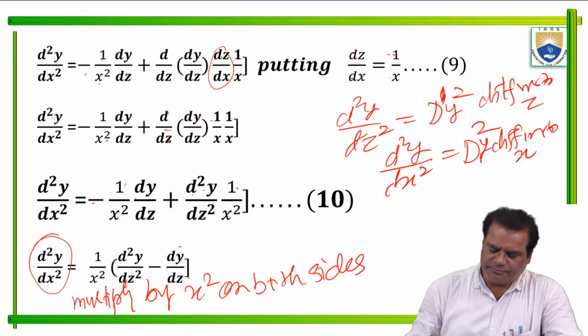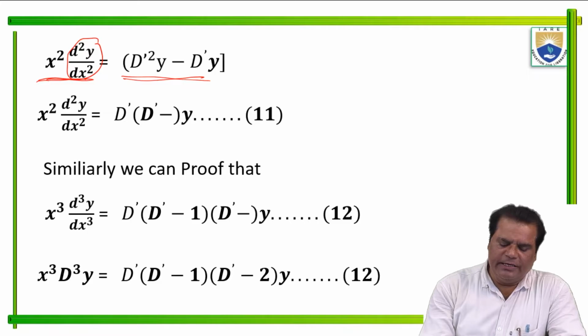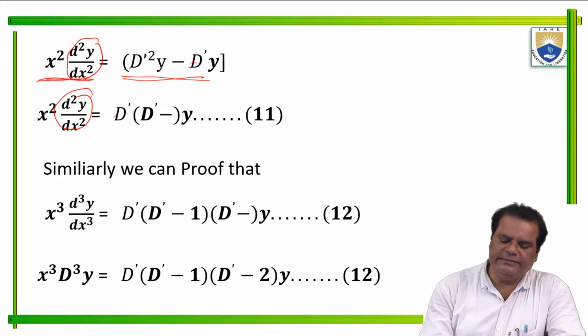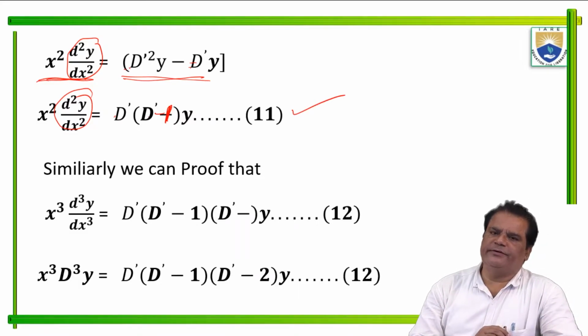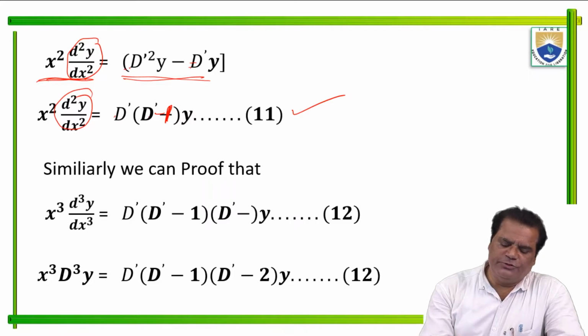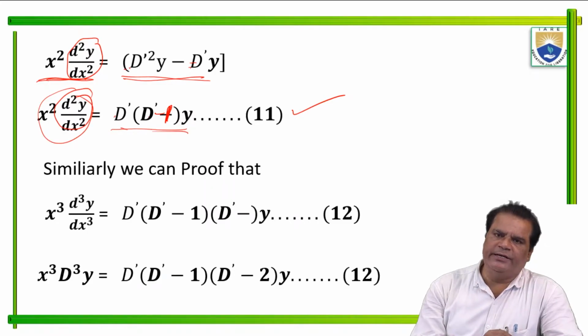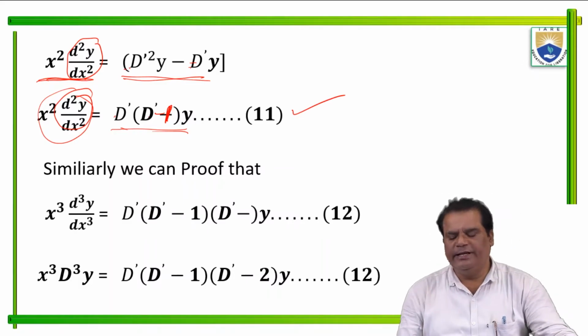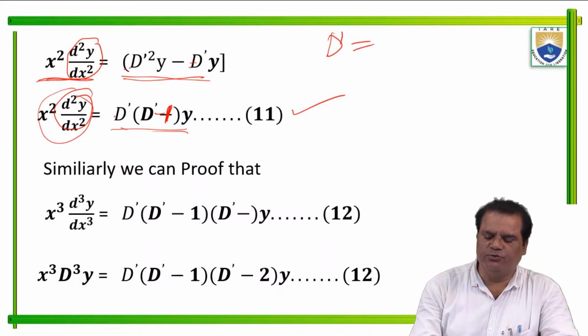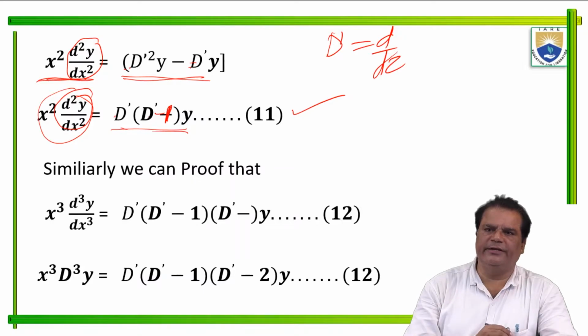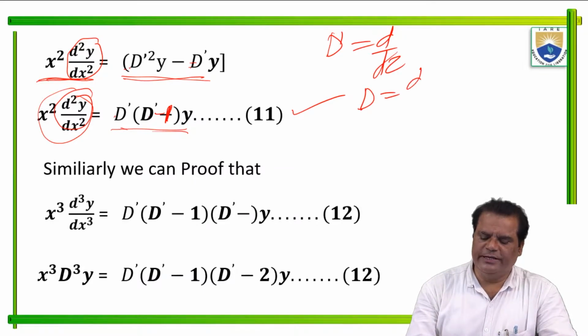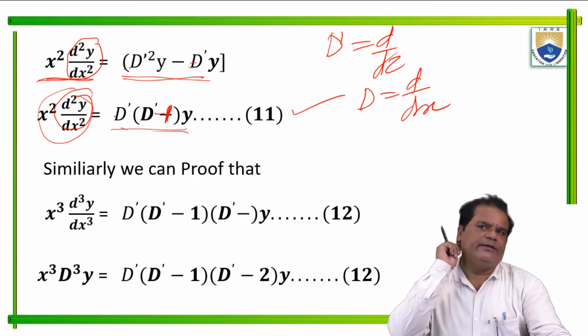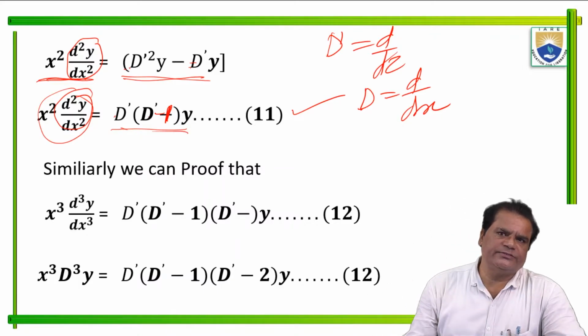So now x² d²y/dx² equals D' is common here: D'(D' minus 1) y. This is equation 11. So in our question, x² d²y/dx² is converted to this result, D'(D' minus 1) y. D' means differentiating with respect to z, and D is d over dx, as I am considering already.